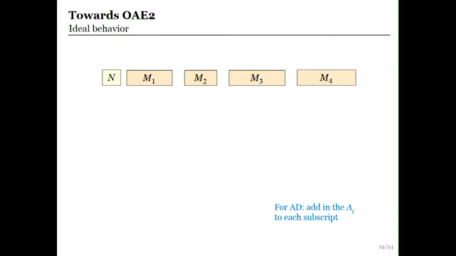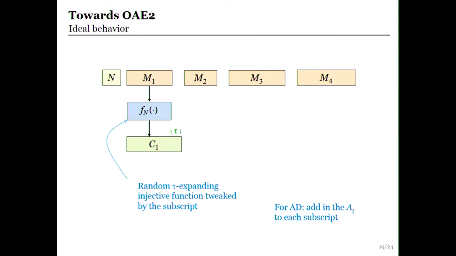Here is the message M, segmented by the user into these possibly varying size chunks, and the nonce N that corresponds to it. You've got to spit out a ciphertext C1 as soon as you've seen the first chunk, M1. And furthermore, I told you that we were going to assume that the ciphertext is some number of bits, tau, longer than the corresponding plaintext block. So the best you could hope to do would be to emulate a random injective function that expands by tau bits. It has to be injective because we want to be able to decrypt.